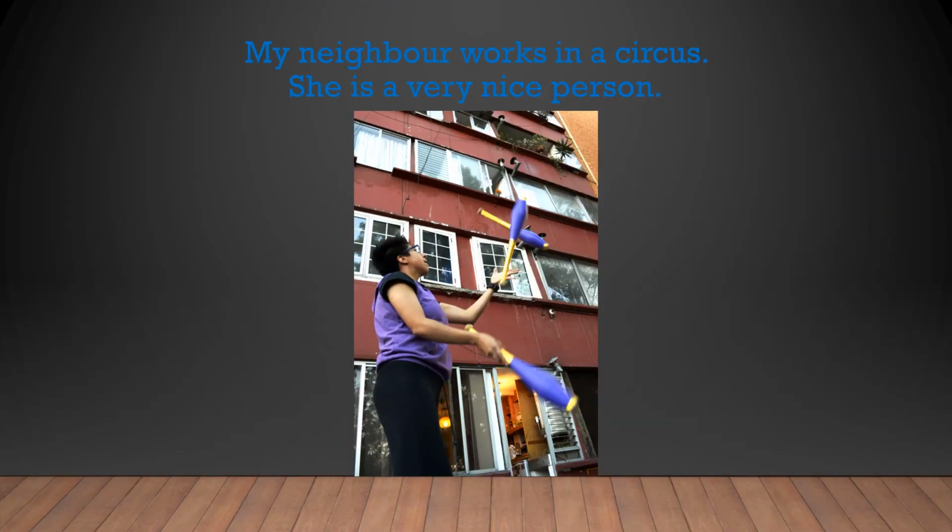Let's try again. My neighbor works in a circus. She is a very nice person. Try to write one sentence with an extra information relative clause. Pause the video, try to do it before you check your answer. Here's the answer. My neighbor, who is a very nice person, works in a circus.